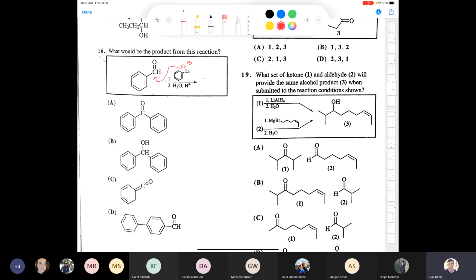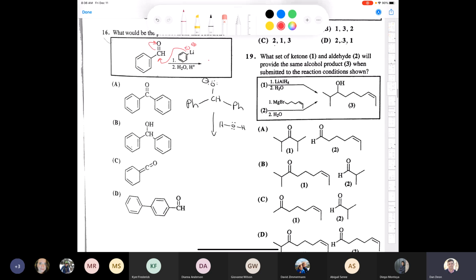So we're going to get our nucleophilic attack like this. And then what are we going to end up with? We're going to end up with something that looks like this. We'll have our oxygen like this, our phenyl. And then we're just going to protonate that with water, right? In the last step, it's just a proton transfer like that. And then we're going to end up with this compound. So nothing more than that. And if you look at the answers, B is the correct answer.